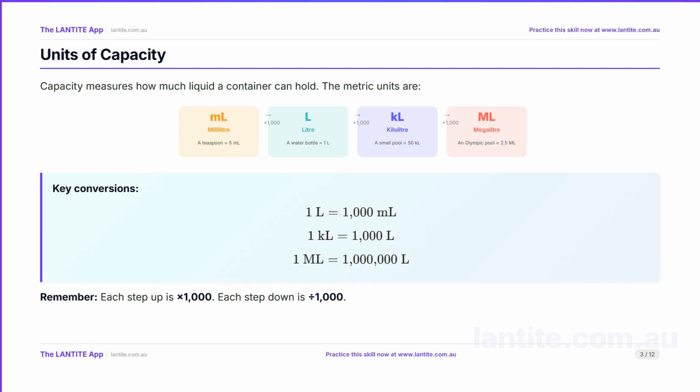Capacity measures how much liquid a container can hold. The standard metric units are milliliters, liters, kiloliters, and megaliters. The pattern is beautifully simple. Each step up multiplies by 1,000. 1 liter equals 1,000 milliliters. 1 kiloliter equals 1,000 liters. And 1 megaliter equals 1 million liters. To go from a smaller unit to a larger one, you divide by 1,000. To go from larger to smaller, multiply by 1,000.